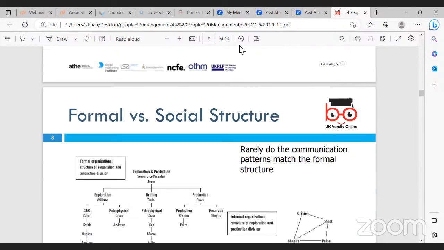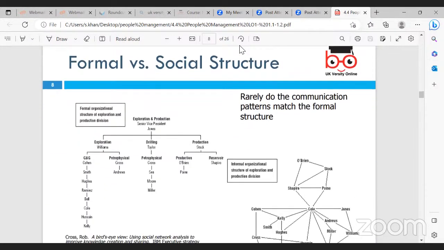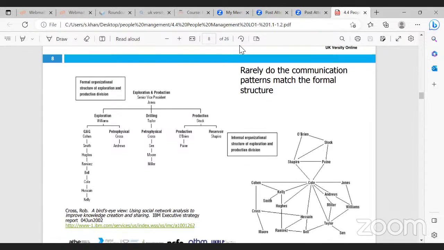Okay. Formal against social structure. Rarely do the communication patterns match the formal structure. So the formal organization at the top is the organizational structure where you've got the senior vice president, then exploration, Williams, drilling, Taylor, production, Stock. Then under production, there's production and reservoir. Under drilling is petrocycle, and under exploration is petrocycle and G&G. And this is a bird's eye view of how the organizational structure works and how they work together.